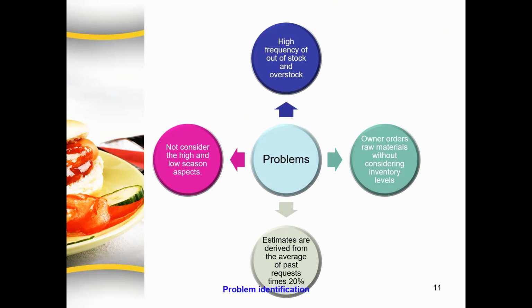Problem identification. ROCKZ has been facing inventory problems with a high frequency of stock out and overstock issues. The other problems include that when ordering raw materials, the owner didn't consider the inventory level, and the owner did not consider the high and low season aspect. Also, the estimation is taken from the average of past demand multiplied by 20%.